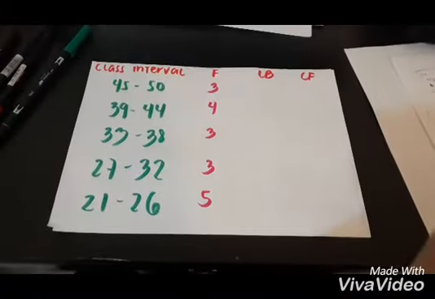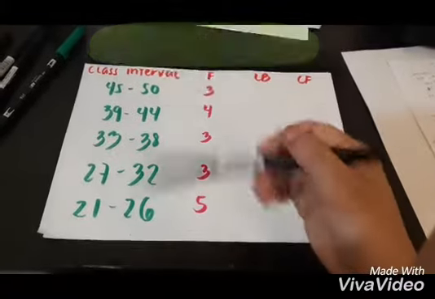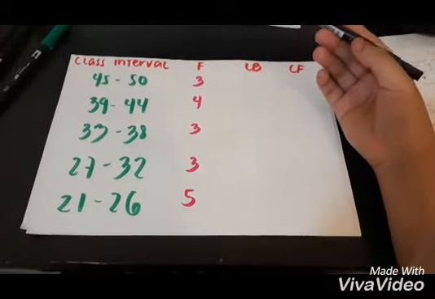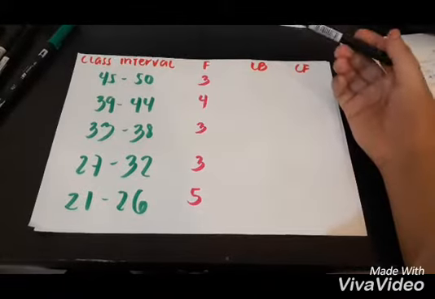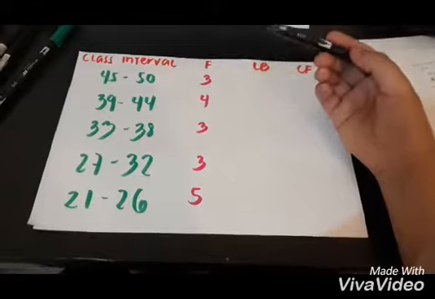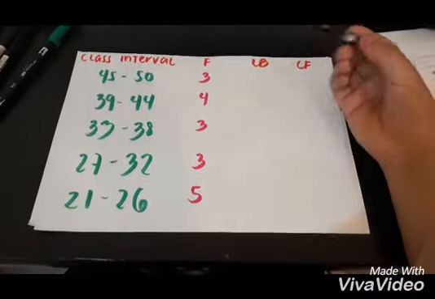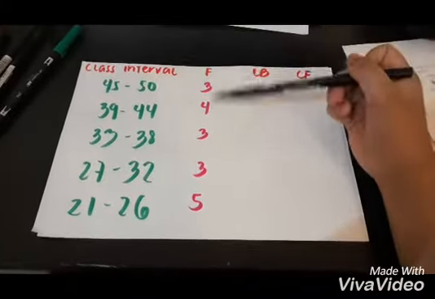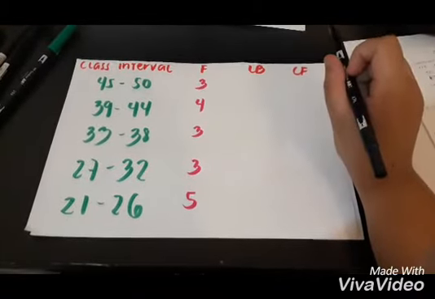So now you actually need to place the class interval into a descending order. So here we have it, and then after that we need to get the frequency. Now frequency is the number of times the data value occurs. So this basically means how many numbers were there from 45 to 50, how many numbers were there from 39 to 44. So you need to go back to the data that was given and count how many times the numbers were evident. So here it is.